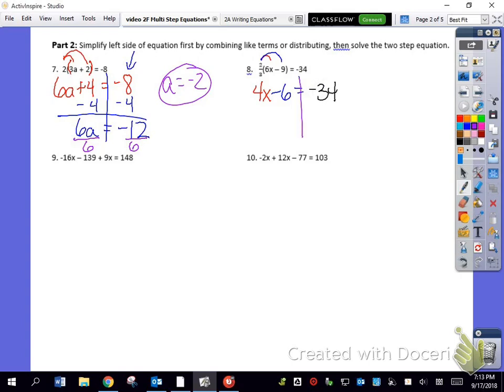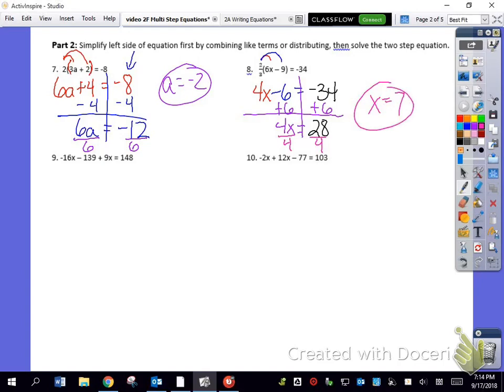So now we solve it. The opposite of subtracting 6 is adding 6. So 4x equals 28, when I do -34 plus 6. And then the opposite of multiplying is to divide. So divide by 4, and you get x equals 7.